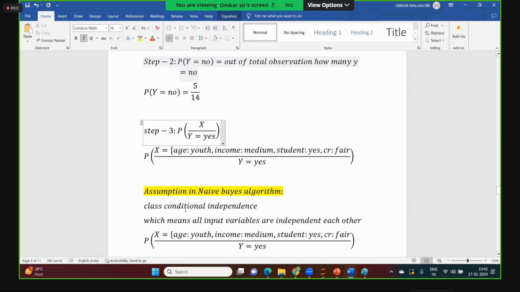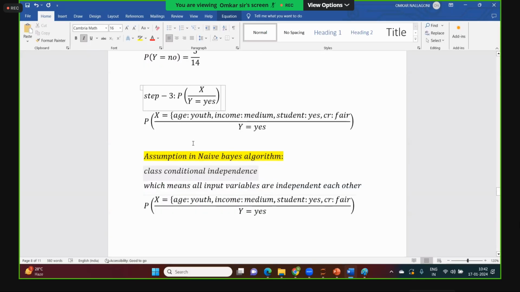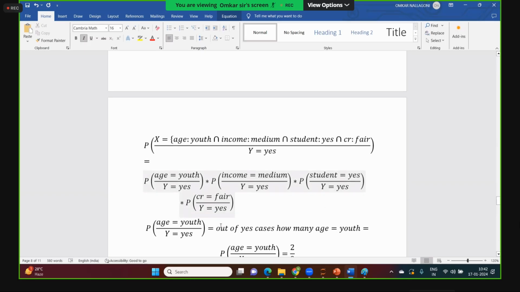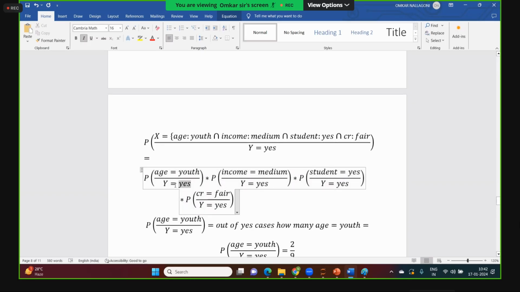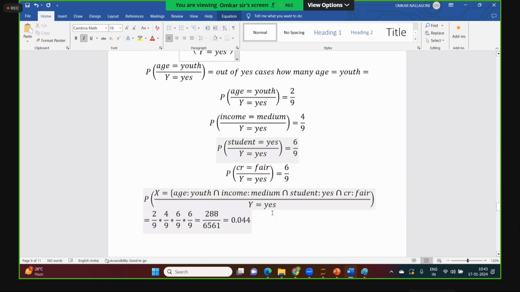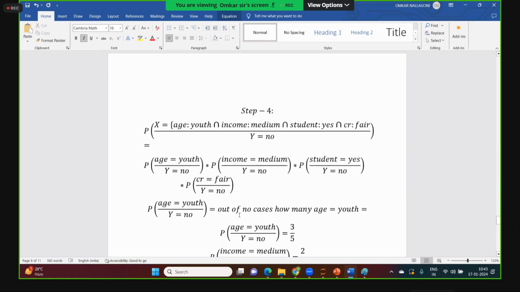Here the assumption is very, very important: class conditional independence. You are just dividing like this: age youth given yes, income medium given yes, student yes given yes, and credit rating fair given yes. What is the meaning? Out of the number of yeses, how many youth are there? Out of the number of yeses, how many medium people are there? Then you calculate 2 by 9, 4 by 9 and so on. That gives 0.044. Similarly, step 4 is with respect to no.